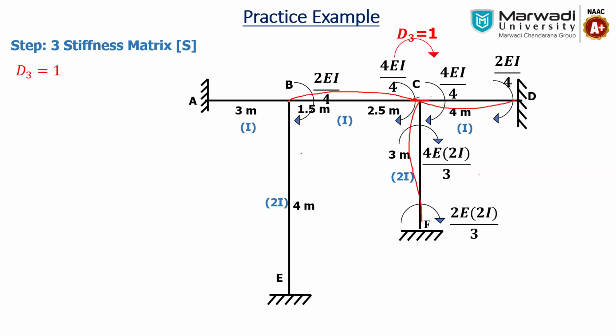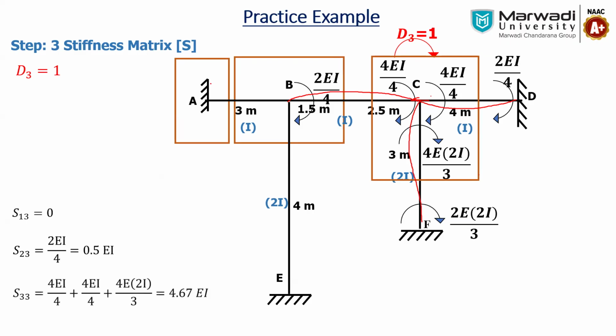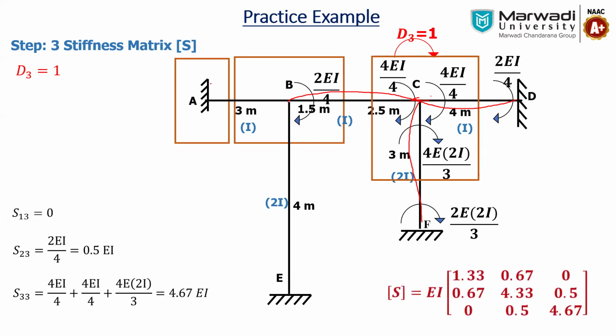So again, we will consider one by one the three points with respect to our unknown degrees of freedom. So what is the first point? Moment at A, which is 0. Moment at B, that is 2EI by 4, that is 0.5 EI. And moment at C, that is the summation of the three moments in CB, CD, and CF. It is 4EI by 4 plus 4EI by 4 plus 4E 2I by 3. So it is 4.67 EI. So this has become our entire matrix.